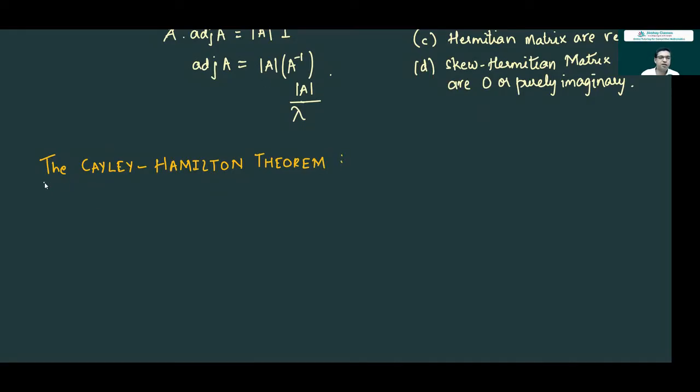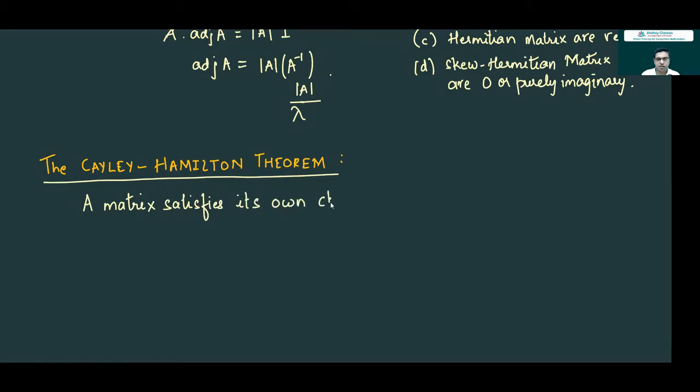Now, Cayley-Hamilton theorem says a matrix satisfies its own characteristic equation. And this becomes very useful to find A inverse. This is a very important theorem to find A inverse without doing any of the adjoint A by det A or Gaussian elimination. Simply by algebra you can solve.